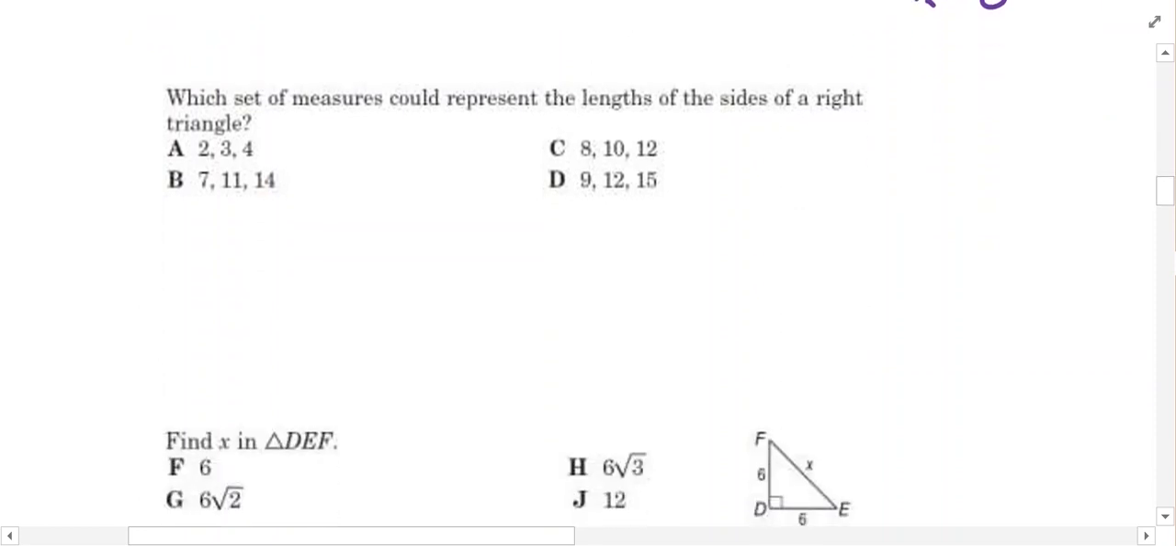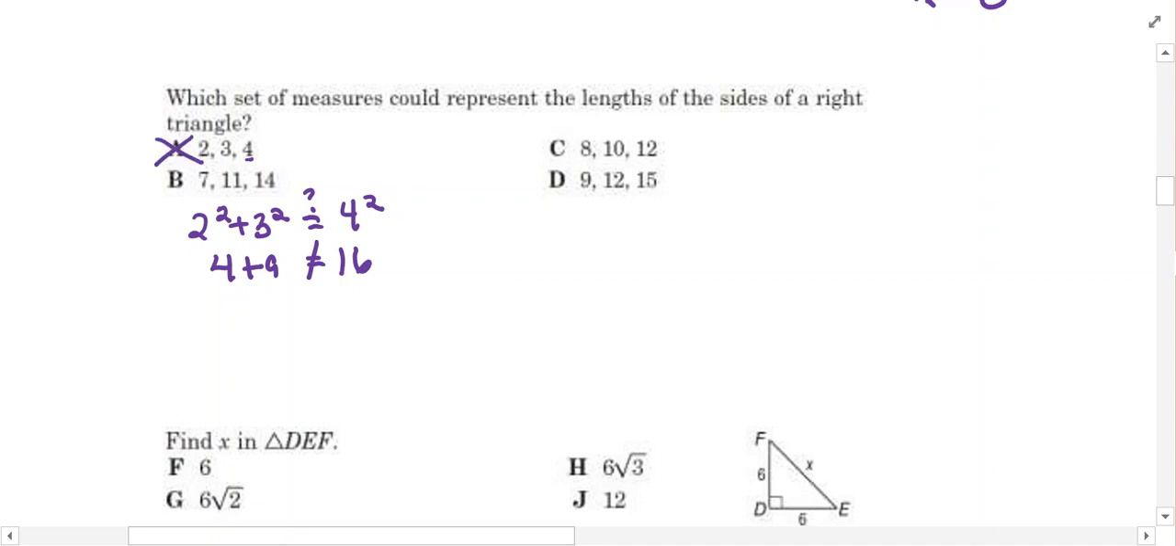The next one is, which set of measures could represent the lengths of the sides of a right triangle? First thing that you do have to remember is that the smaller two have to add up to be greater than the third one, which is the longest side. If it doesn't do that, it can't be a triangle. A, B, C, and D all work that way. To test it, you're going to use the test is 2 squared plus 3 squared. Does that equal 4 squared? So 4 plus 9, does that equal 16? And the answer is no, so we know that A doesn't work.